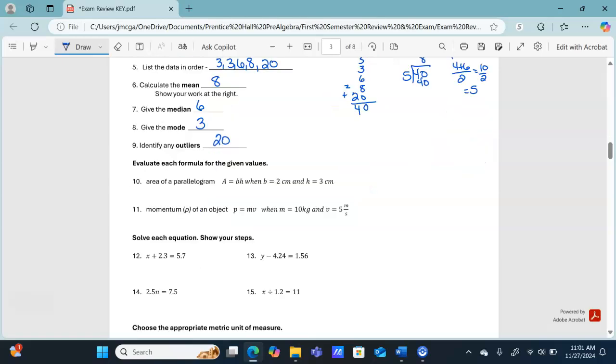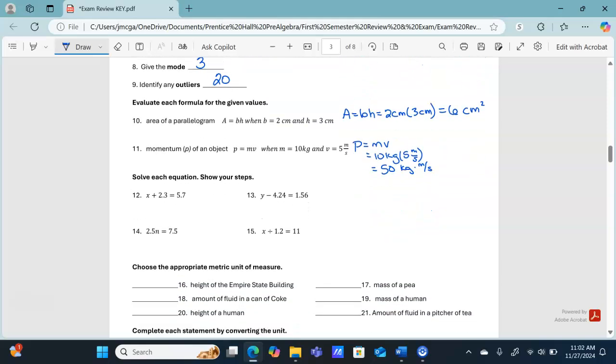You get 5. Okay, here we have area equals base times height, where the base is 2 centimeters and the height is 3 centimeters. 2 times 3 is 6. Centimeters times centimeters is centimeters squared. Momentum, P equals mv, where m is 10 and v is 5. And so we're going to get 50. The units on this, which I know you're not familiar with, you just have to write the units down. They don't cancel or anything like that. And that's what it is.